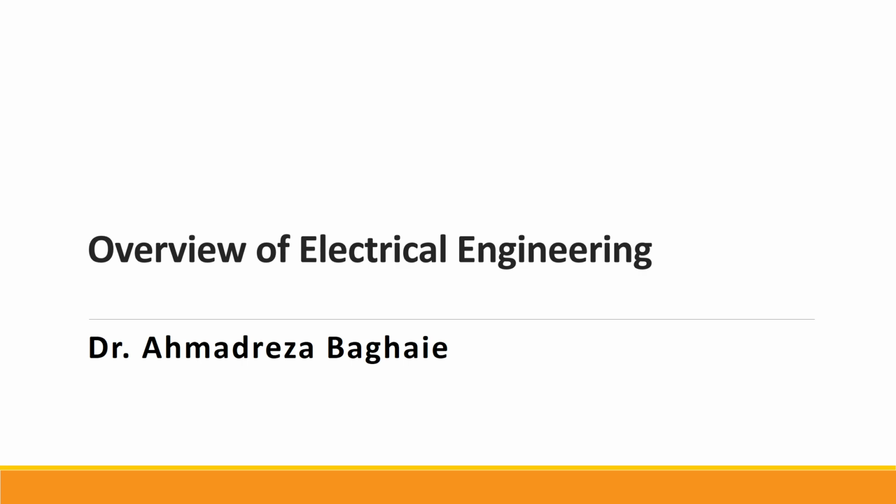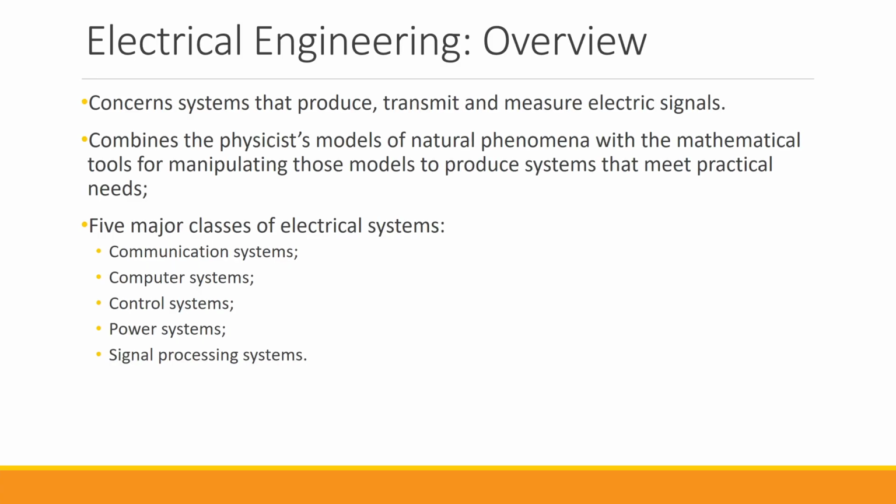In this video, I want to give you an overview of electrical engineering and the different branches of electrical engineering. So electrical engineering in general concerns systems that produce, transmit, and measure electric signals. In this field, we basically combine the physical models of natural phenomena with mathematical tools, and we manipulate those models to produce systems that meet some practical need that we may have.